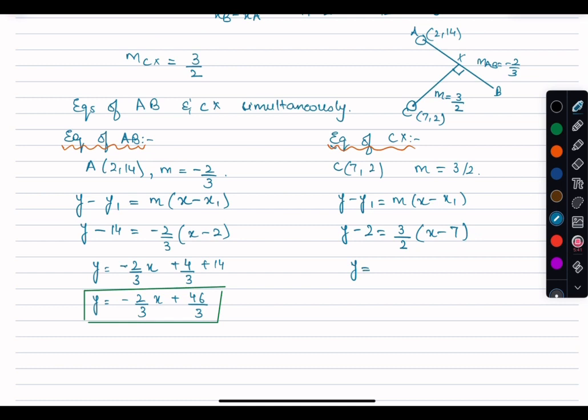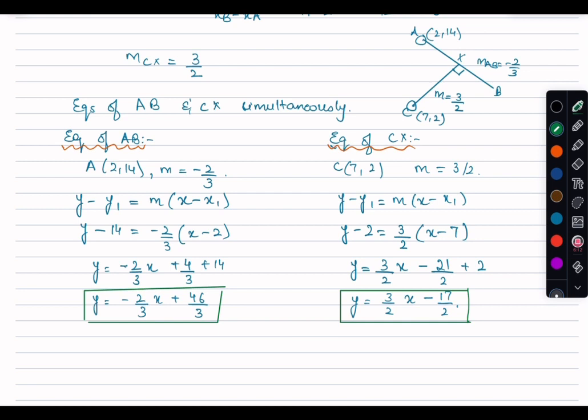So getting the equation in terms of y, I can say it's 3 by 2 x minus 3 times 7, that gives me 21 by 2, and negative 2 taken to the other side gives me a plus 2. So this equation comes out to be 3 by 2 x and a negative 21 minus 4, that will give me 17 by 2 here. So this is going to be the equation of CX.